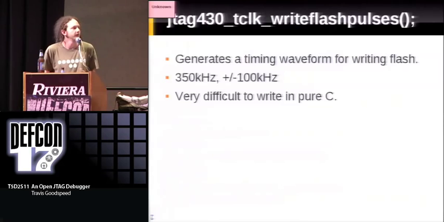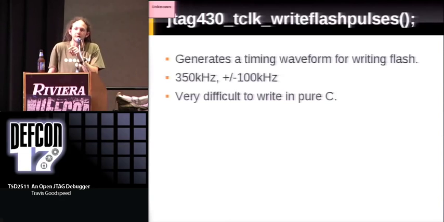Now, for writing the flash pulses, on the MSP430, you need 350 kilohertz, give or take 100. And writing this in C is quite difficult. TI tries it in their implementation. And between versions of their JTAG debugger, the flash will actually be written with different timing because the optimizations that the embedded compiler supports have changed. This must be hell for them to maintain and debug.